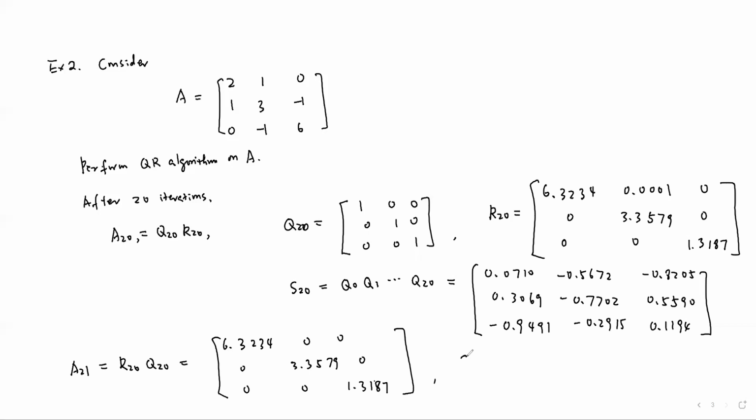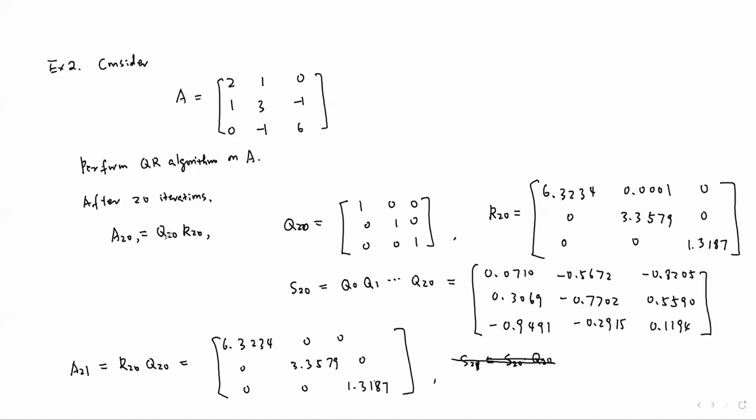And S21 is S20 times Q20, right? But here, according to my notes, I didn't QR factorize A21, so I don't have Q21.